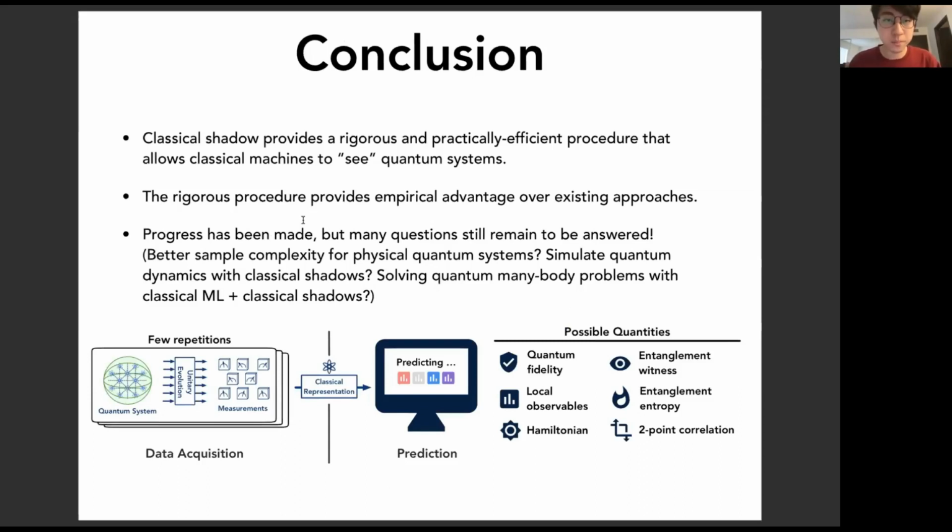So to conclude, classical shadow provides a rigorous and practically efficient procedure that allows classical machines to see quantum systems, quantum many-body systems. And this rigorous procedure also provides a lot of empirical advantages over existing approaches. I wanted to note that while various progress has been made, many open questions still remain to be answered. For example, can you get better sample complexity for physically relevant systems? And can you simulate quantum dynamics with classical shadow, or solve quantum many-body problems with a combination of classical ML and classical shadow?